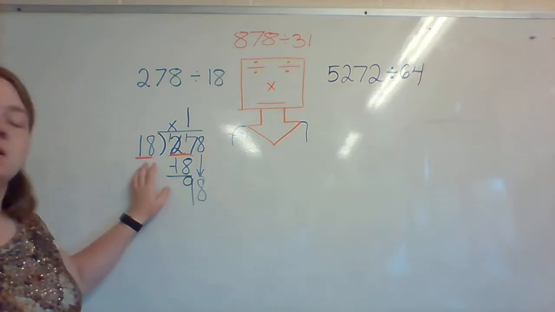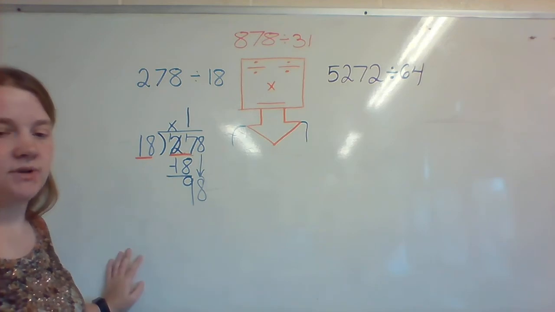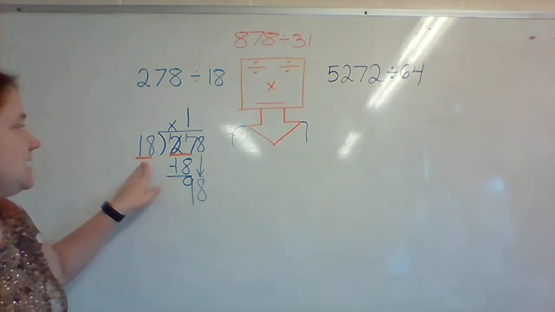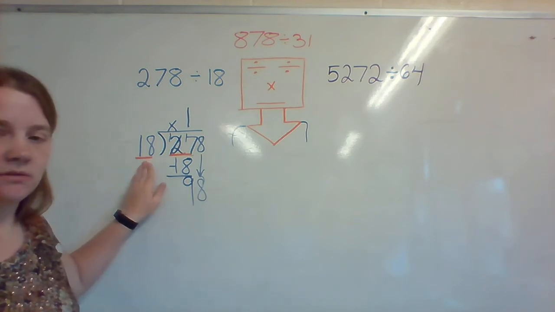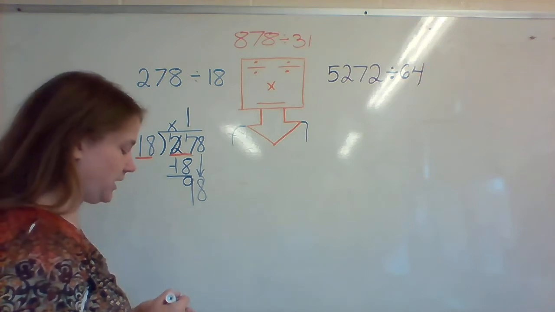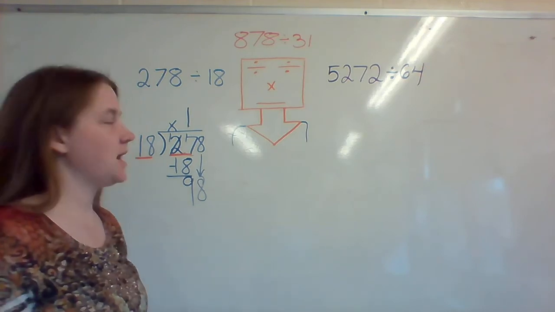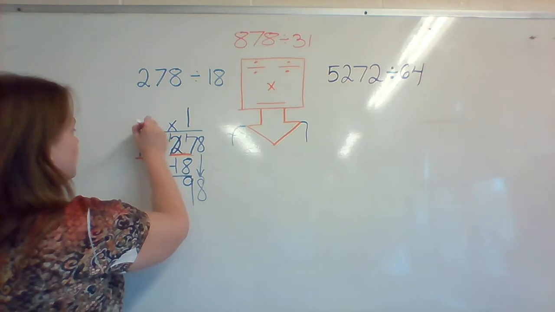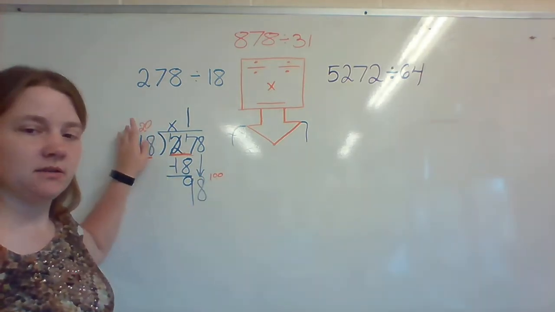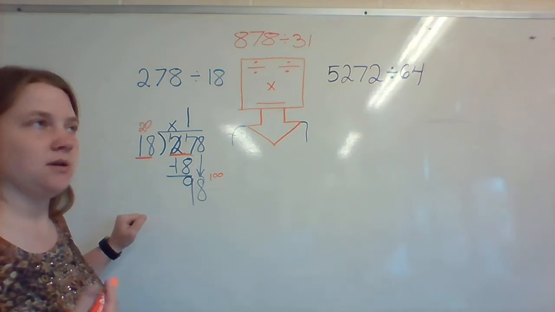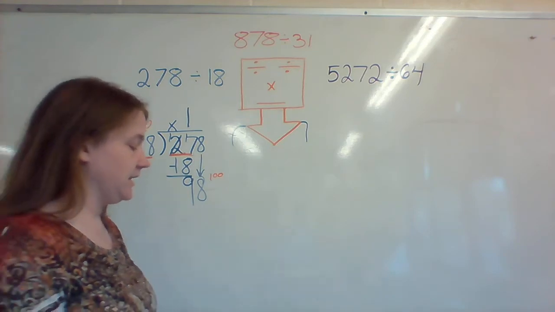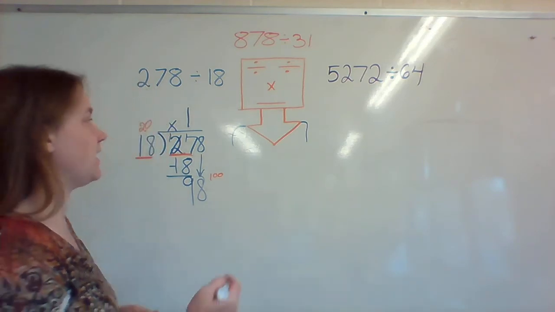Now I need to figure out how many times does 18 go into 98. Well, I know that 18 is super close to 20. And I know that 98 is super close to 100. So I'm going to show you a different strategy. 18 is close to 20. 98 is close to 100. How many times does 20 go into 100? Well, 20 will go into 100 5 times. So let's give it a shot and let's see what happens when I multiply by 5.